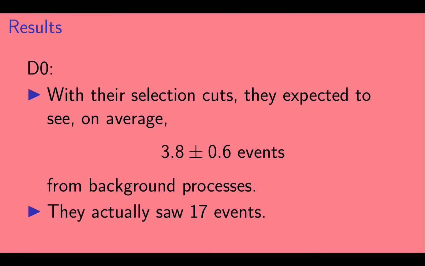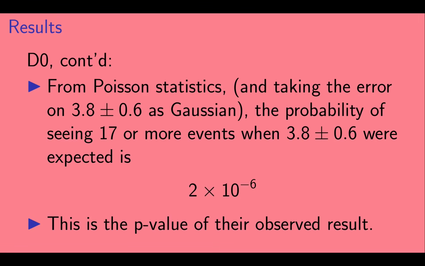Let's start with D0. With their selection cuts, they expected to see, on average, 3.8 plus or minus 0.6 events from background processes. They actually saw 17 events. From Poisson statistics, the probability of seeing 17 or more events when 3.8 plus or minus 0.6 were expected is about 2 times 10 to the minus 6.